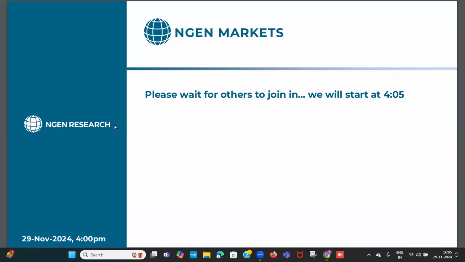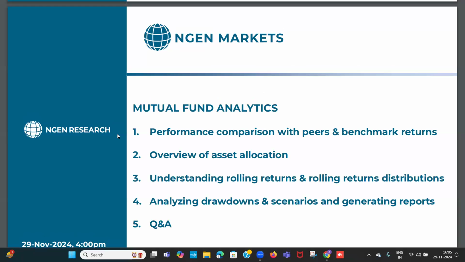Meanwhile, others join in. Let us have a look at today's topic. So today we'll be covering the topic of mutual fund analytics, wherein we'll be looking at performance of a fund with its peers and benchmark, then asset allocation, followed by understanding the rolling return and rolling return distribution. Moving forward with drawdown analysis and scenario analysis, seeing the fund and the benchmark performance. Finally, we'll be looking at the reporting options. The forum will be open for a Q&A session.